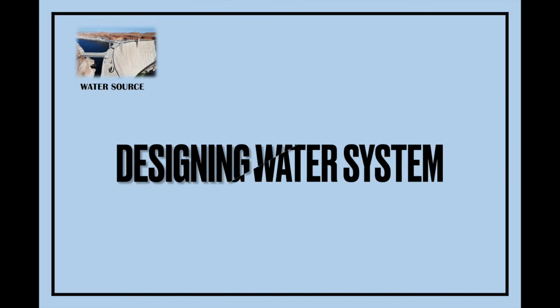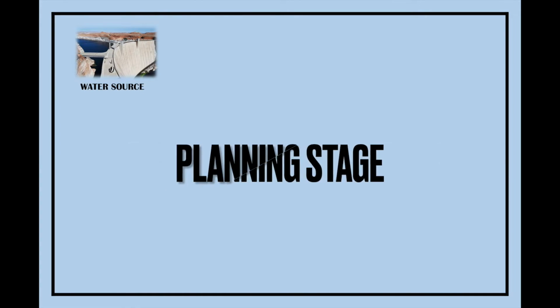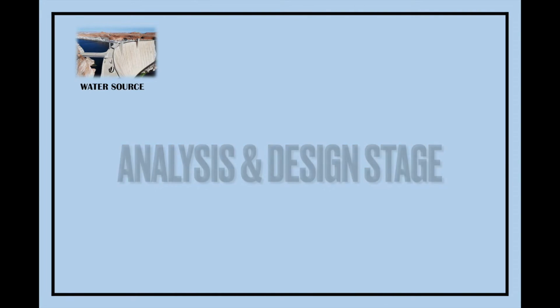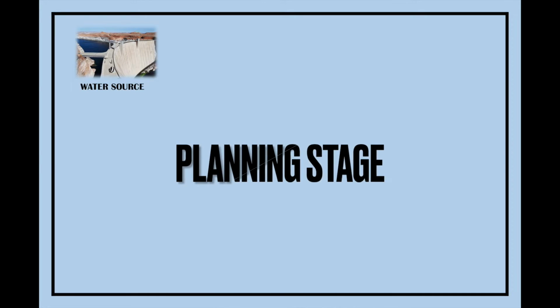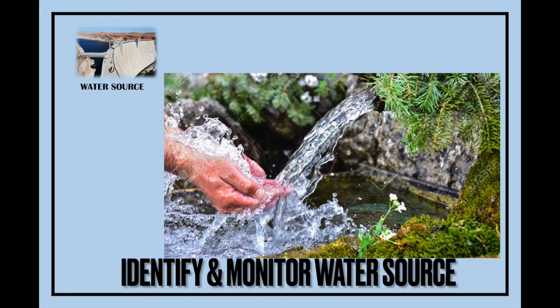In designing water system, the works can be divided into 3 phases or stages. First, the planning stage. Second, the analysis stage, and third, the designing stage. In the planning stage, you need to monitor the identified water sources. But what should you monitor?